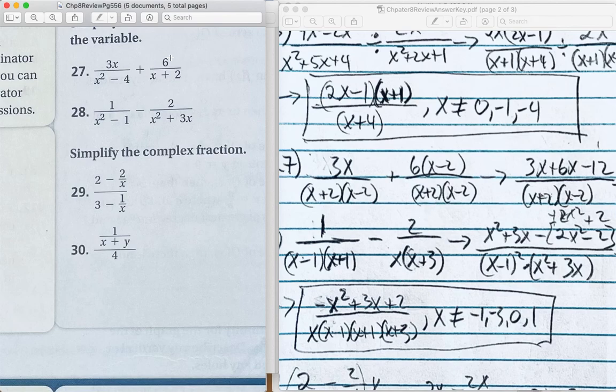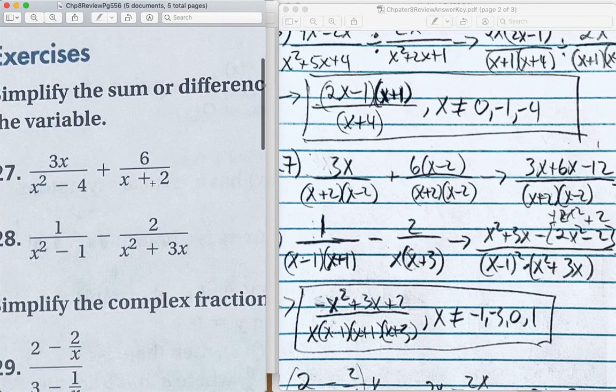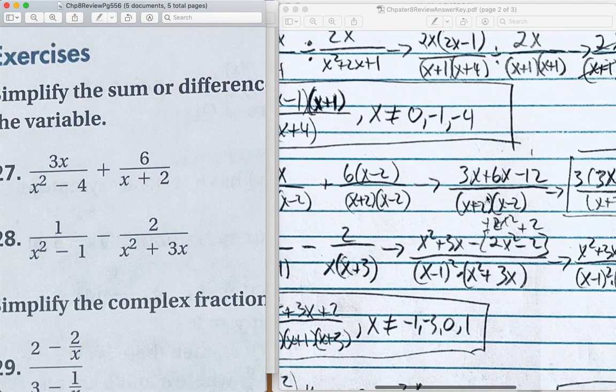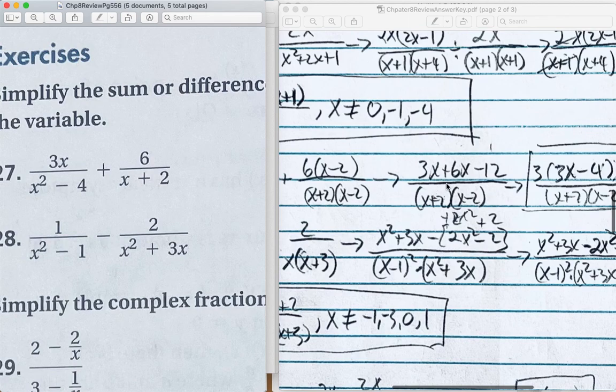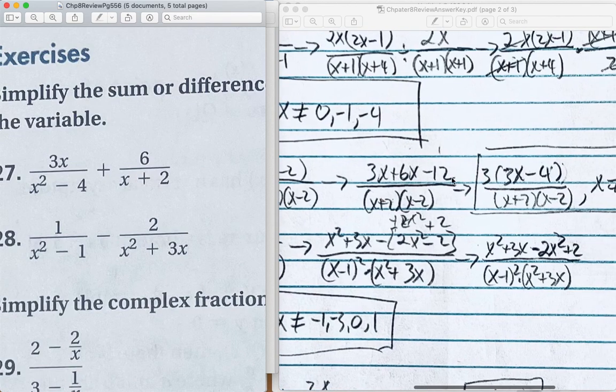Here, on the right, it was 6x plus 2. I multiplied here top and bottom by x minus 2, so that I can have the denominators be the same. Once the denominators are the same, then I can add the numerators together. So that'd be 3x plus 6x minus 12. 3x plus 6x is 9x. So I have 9x minus 12.